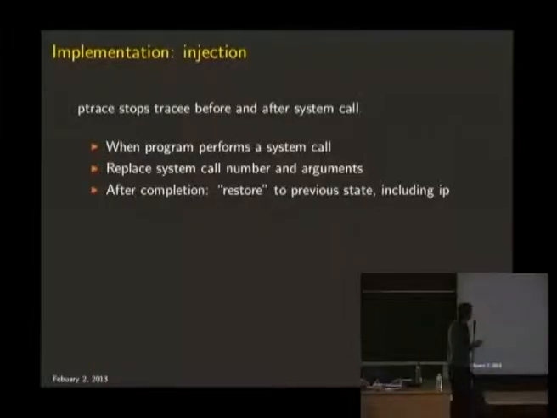The frame pointer, sorry. All the system call arguments are in the registers, so we can change them. We change the system call number, and then a different system call is executed with different arguments. Once the system call is done, we reset the instruction pointer to the previous instruction, which was the system call, and restore the registers to what they were before. So you don't actually modify the program aside from the effects of the system call.